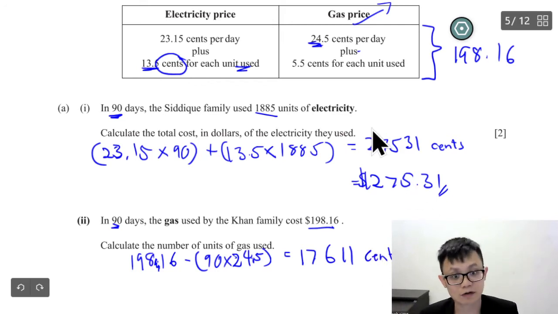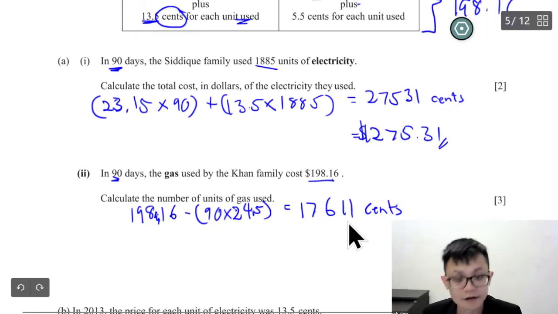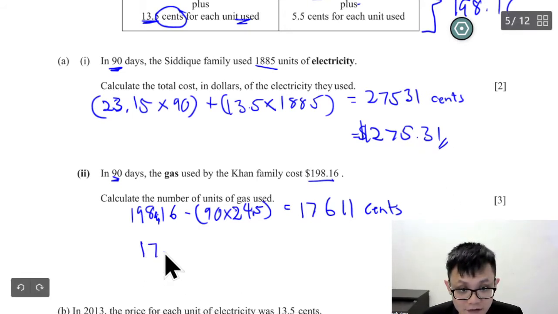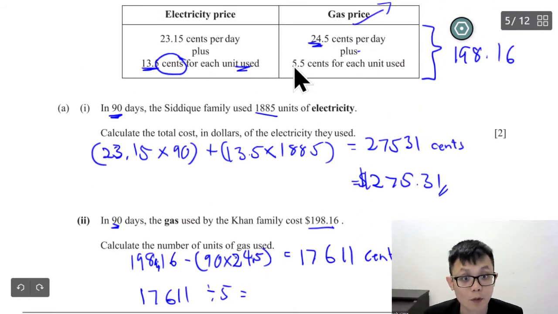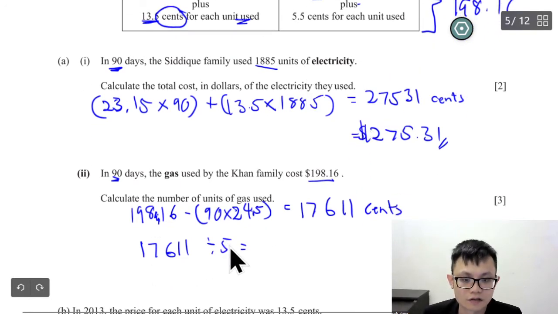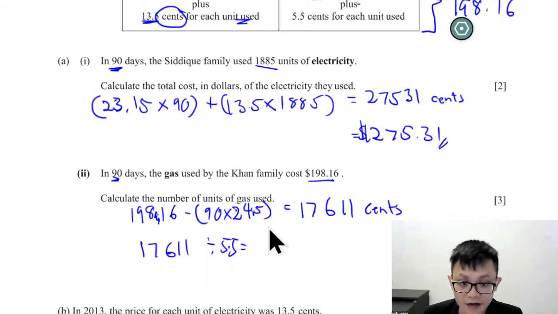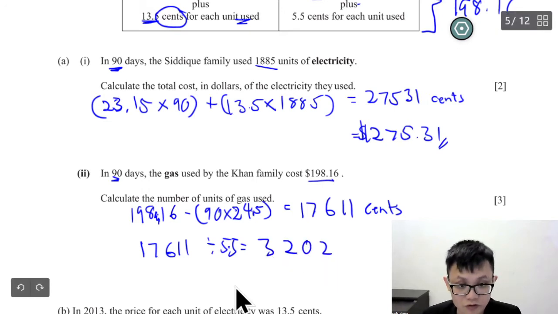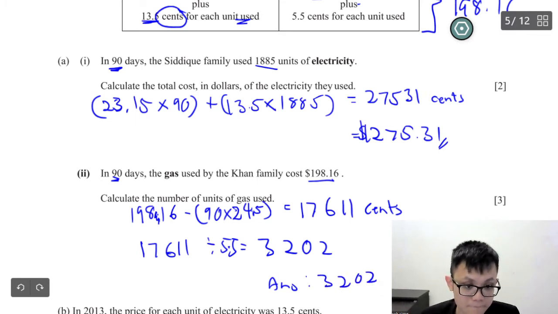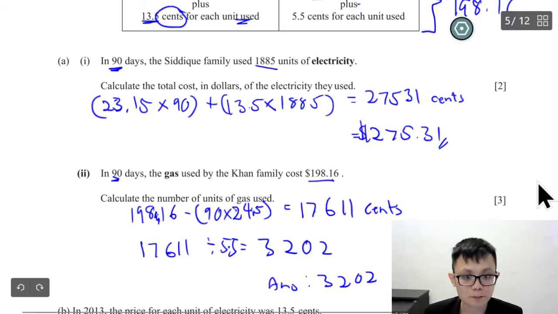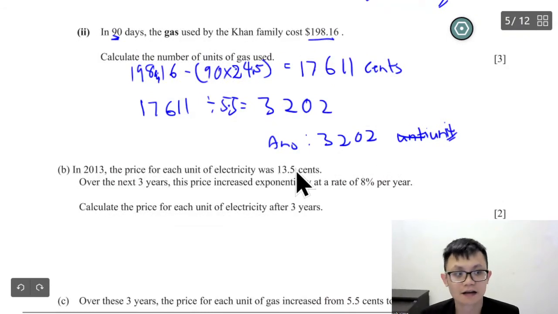So 17611 cents, I need to divide by 5.5, because the remaining money divided by the price per unit gives the number of units. You will get around 3202. So the answer is 3202 units. Okay, this is the answer. Let's move to the next question.